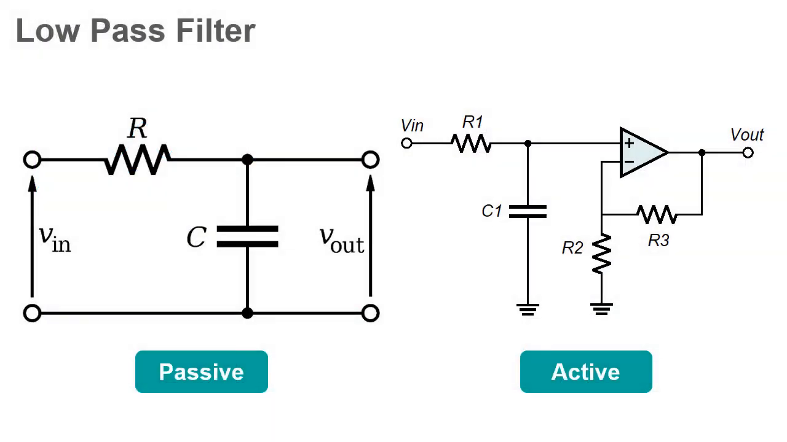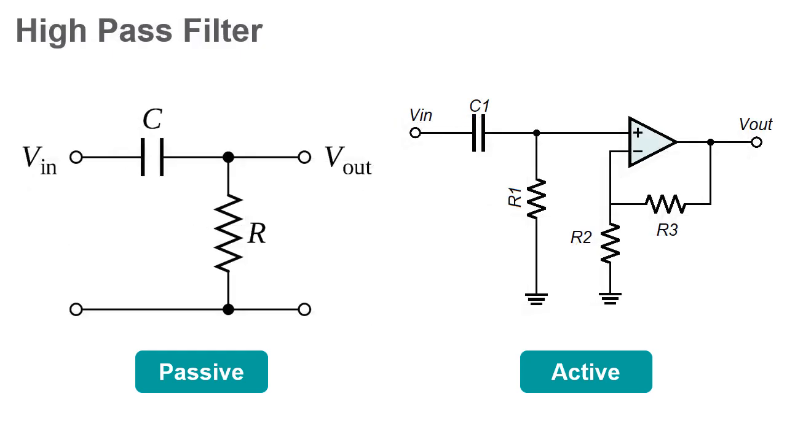Low pass filter. The low-pass filter allows low-frequency signals to pass through it. Any signal above the filter's cutoff frequency is attenuated. High-pass filter. The high-pass filter is the opposite of the low-pass filter. It allows high-frequency signals to pass through it. Any signal less than the filter's cutoff frequency is attenuated.